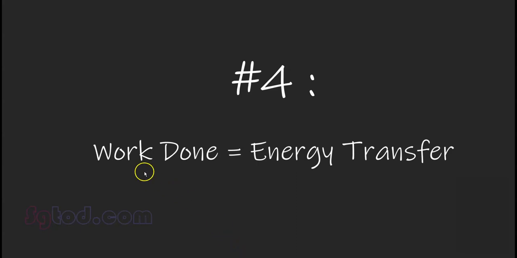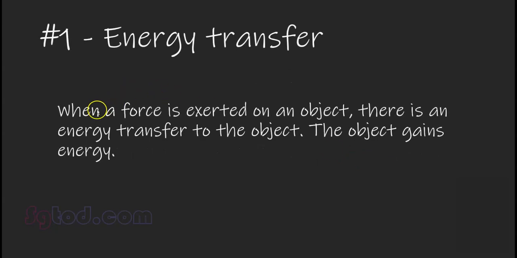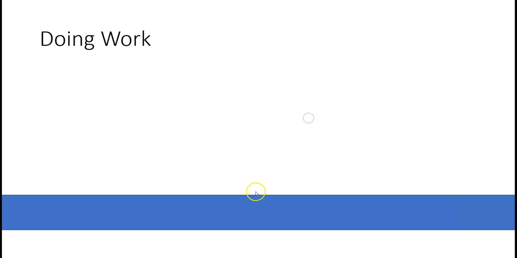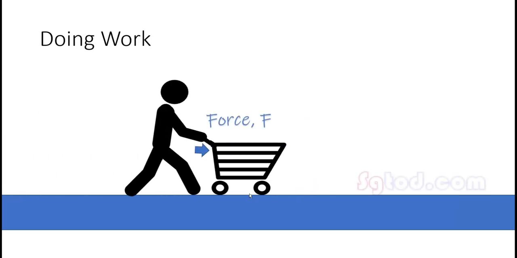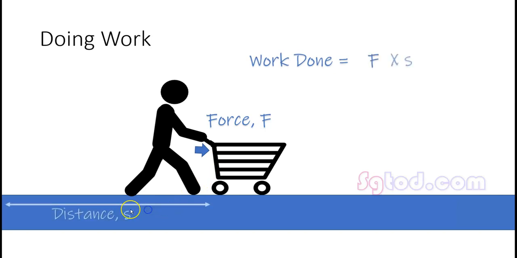That is, in physics, we define work to be done when there is a transfer of energy. We learned in the first concept that energy is transferred when we exert a force on the object. So the work done can be computed by multiplying the force by the distance moved by the object.